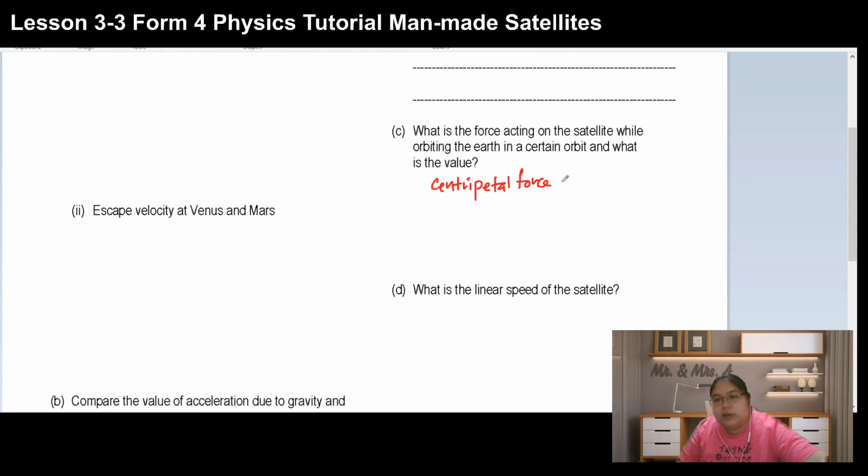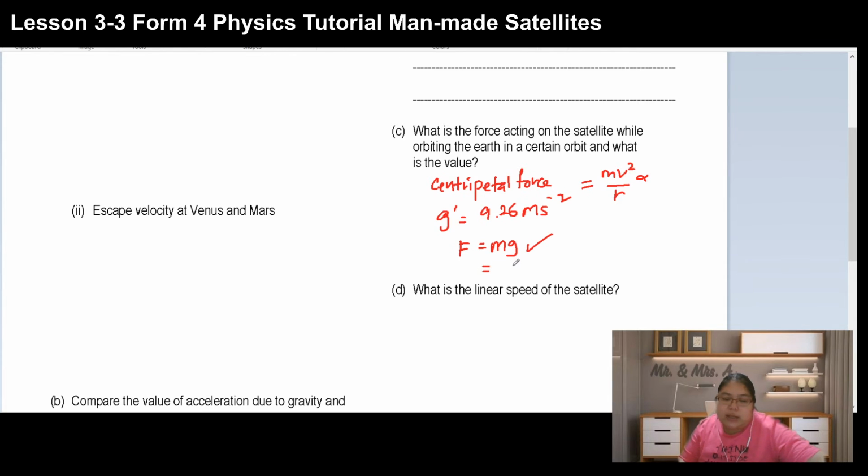Okay, the value of this force, just now we found it. Gravity, just now we found it as 9.26 m s^-2. So from here, they need to find the force on the satellite at a certain orbit. Remember, F equals mg. We cannot use the centripetal force mv squared over r, because we don't know what v is. So we're just using this formula.